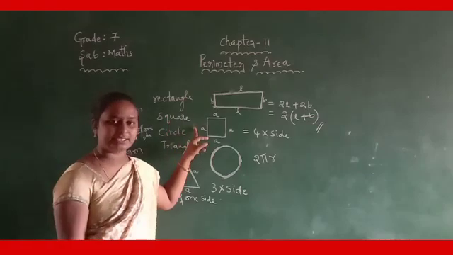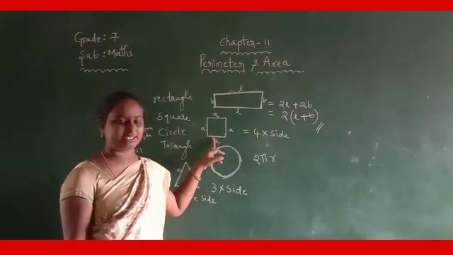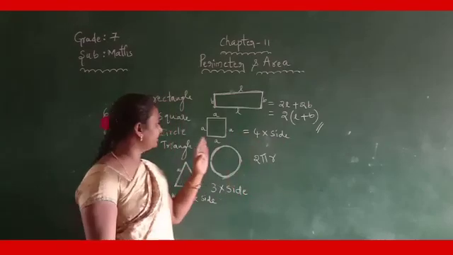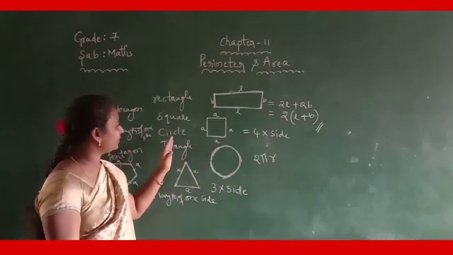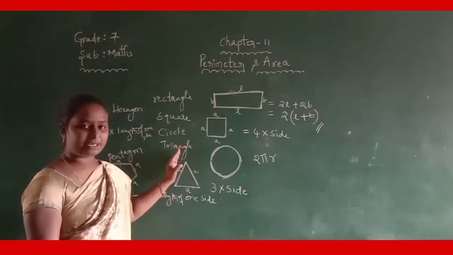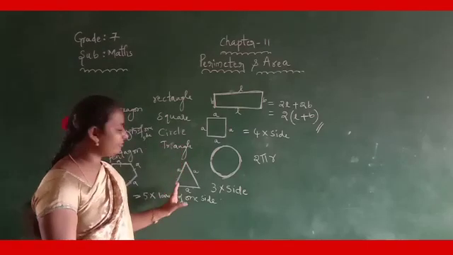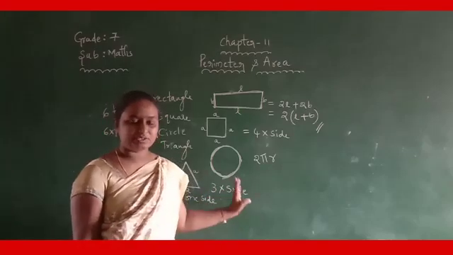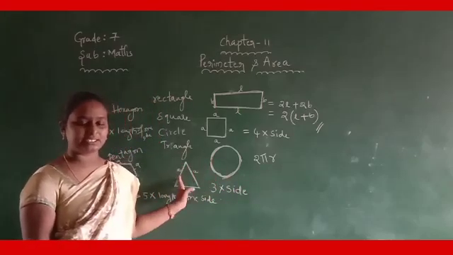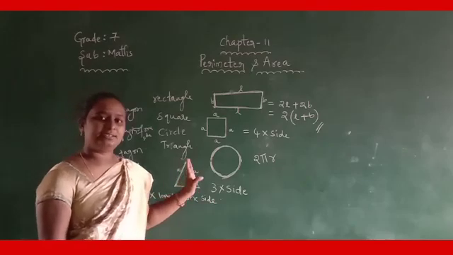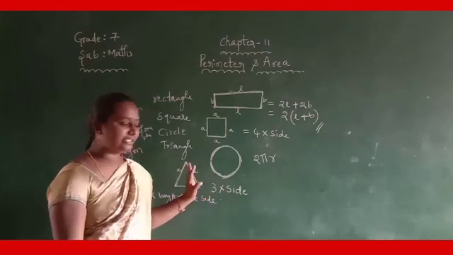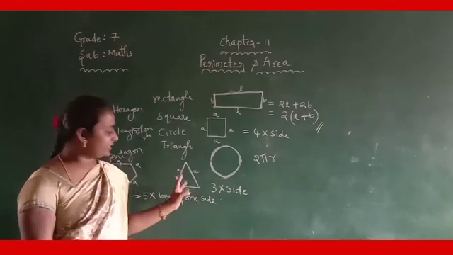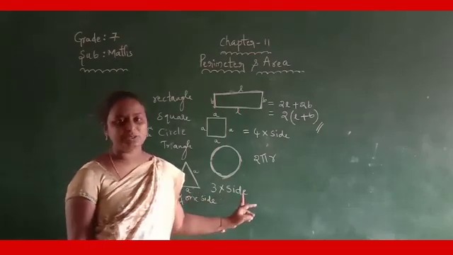Perimeter of square. Square has 4 sides. We can write the perimeter is 4 into side. What is the perimeter of triangle? Perimeter of triangle, for example equilateral triangle, is 3 into side. Equilateral means all sides of a triangle are equal. All the sides are equal in an equilateral triangle, so the perimeter of an equilateral triangle is 3 into side.